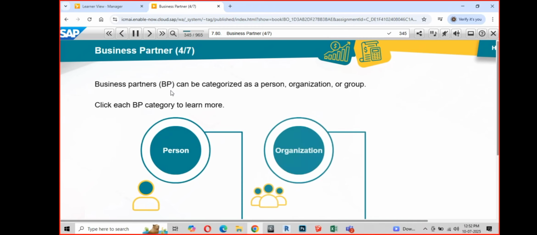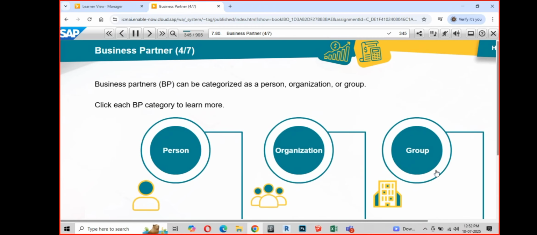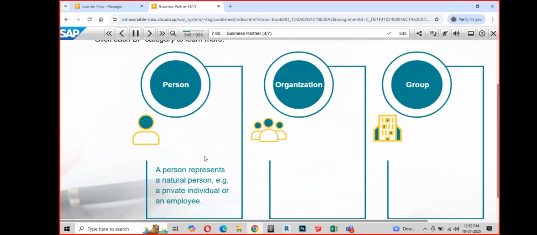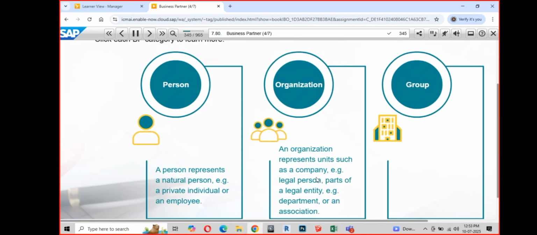So the business partner can be created as a person, as an individual, or as an organization also. Person represents a natural person. An organization represents a company, a legal person. So you're dealing with a vendor, say my company, ABC Limited. I'm dealing with ABC Limited as a vendor. So he becomes a legal entity. ABC Limited is also a legal person. Group.